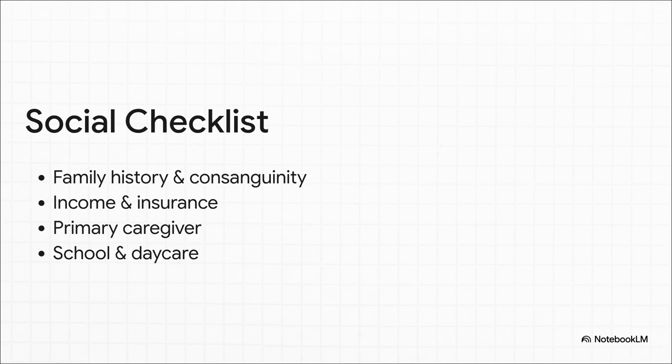You must respectfully ask about the home situation, income, and insurance, because this dictates the reality of the child's ongoing care. Ask who the primary caregiver is. Ask about the siblings. And check on their school or daycare situation. This whole shebang paints a complete picture of the child's support system.